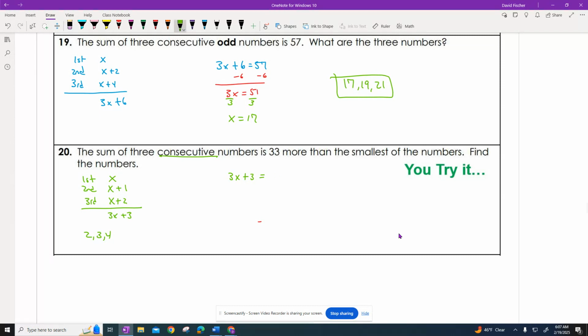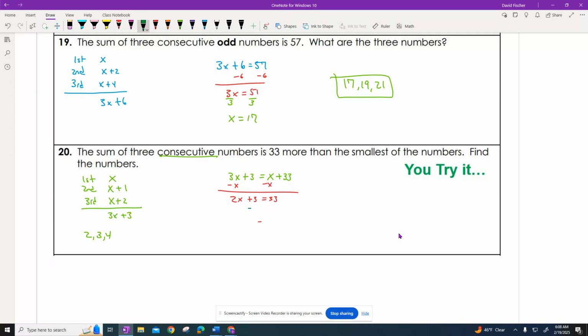You just got into that bad habit there too. The smallest number is going to be x, and I want 33 more than that. So now there's my math problem. So now, again, you can do it any way you want. I'm going to get this x over here. So I got 2x plus 3 equals 33.